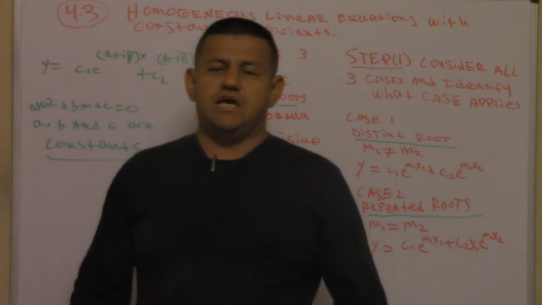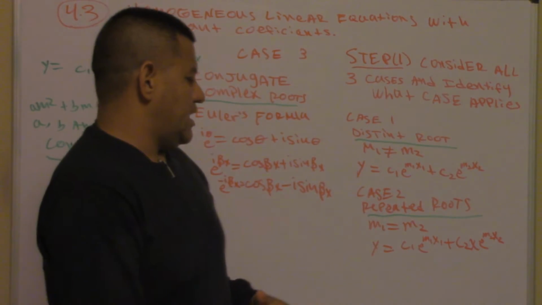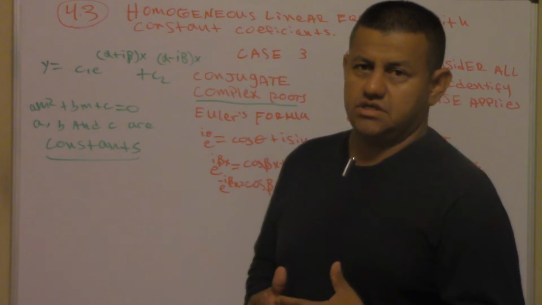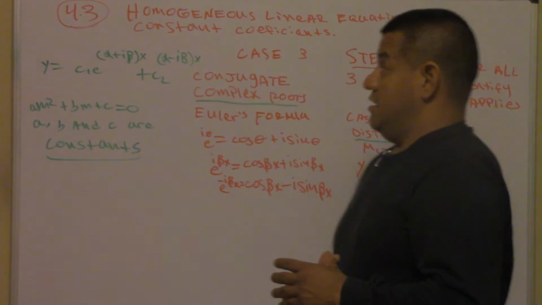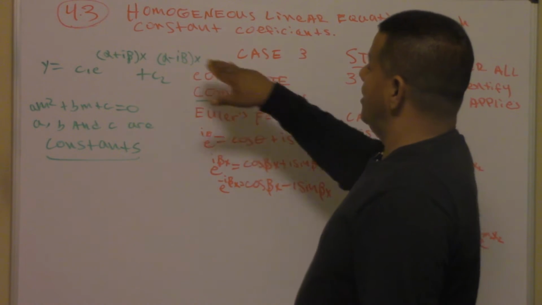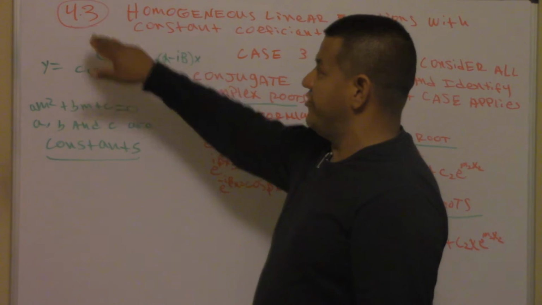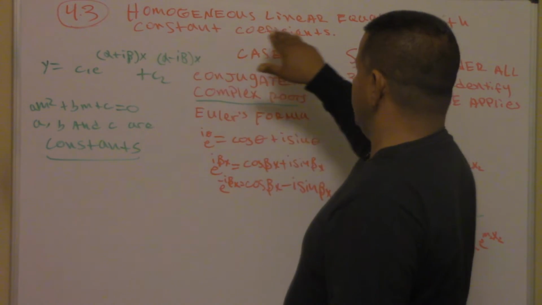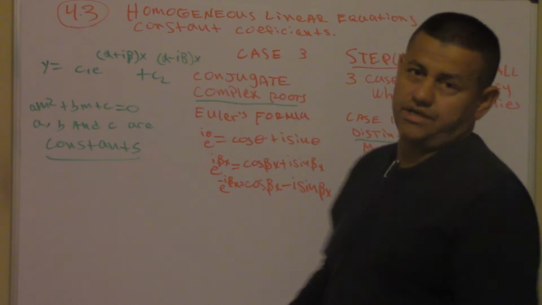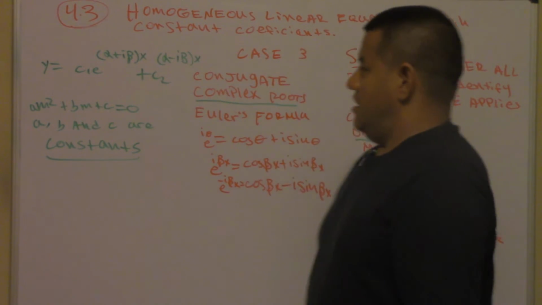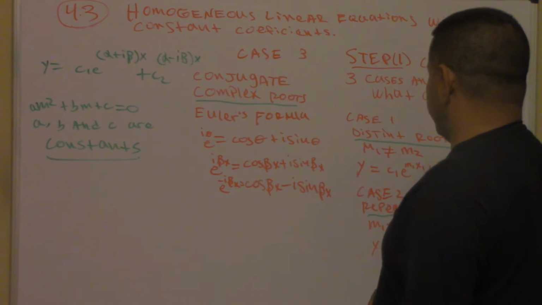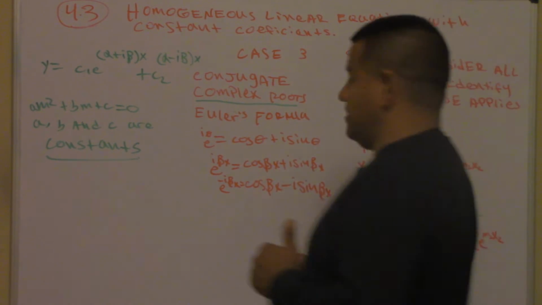Hey everybody, today I'm doing another math problem and we continue with differential equations. We're still in the same section, 4.3, homogeneous linear equations with constant coefficients. I'm going to go through the steps and explain them real quick, so that we have an idea what we're doing.